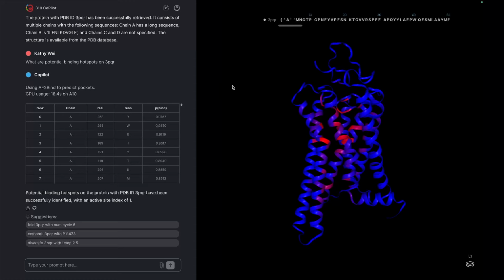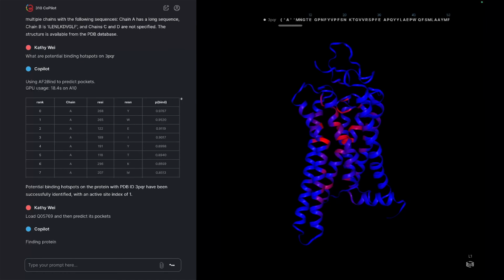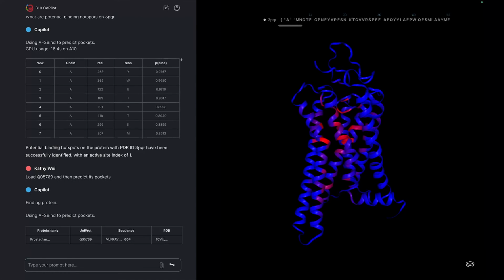In Copilot, if you hover your mouse over the sequence in the visualizer, we will automatically highlight the location in the structure for you. Also in Copilot, you actually do not have to separately load and run the pocket prediction. Instead, you can do both at once. For example, you can ask to load Q05769 and then predict its pocket. This runs a find function underneath to load the UniProt ID Q05769 and then runs AF2Bind for the pocket prediction.